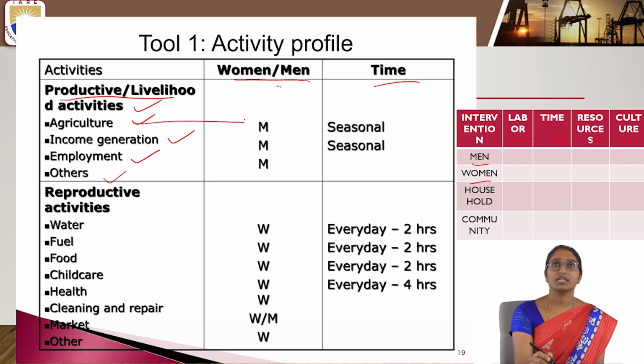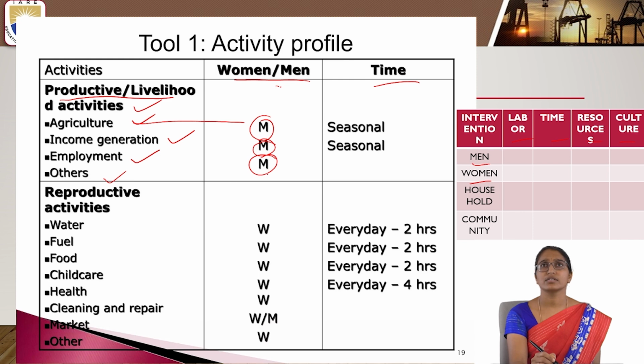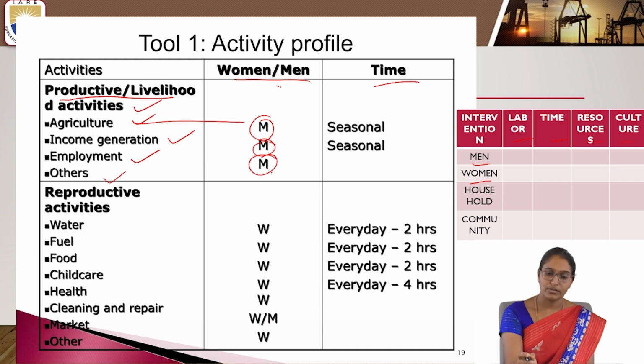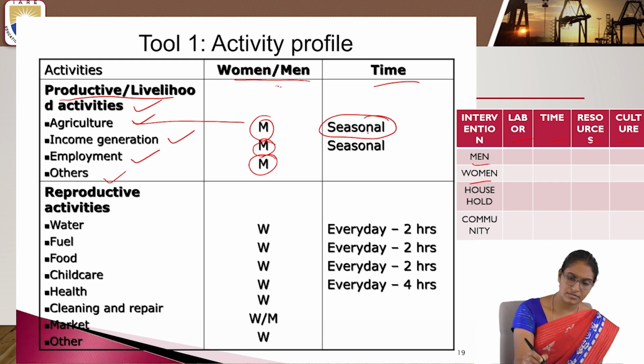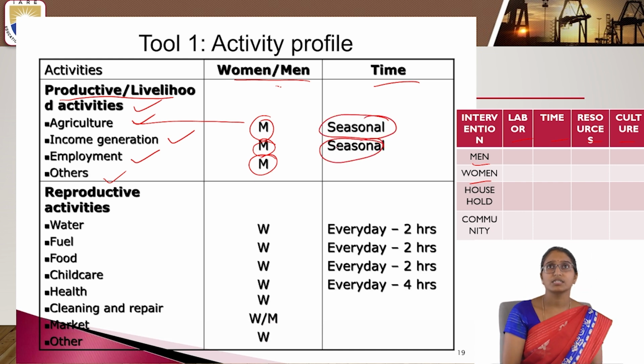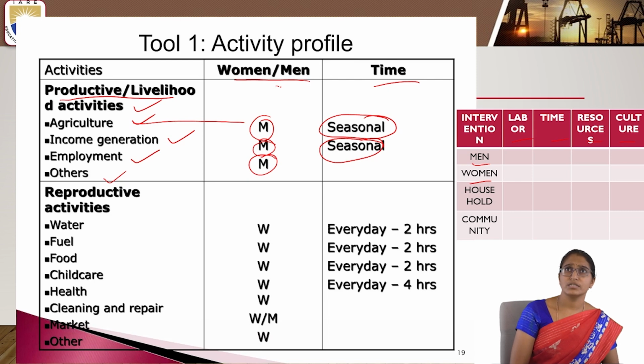agriculture is mainly carried out by the male, income generation is by males, and employment is mostly carried out by men. Many of the men go for employment, and they are seasonal. So income generation can be seasonal, but employment is all the time they go.